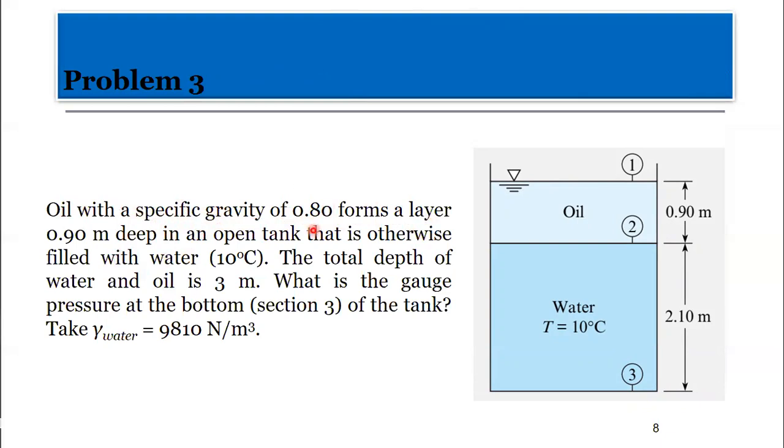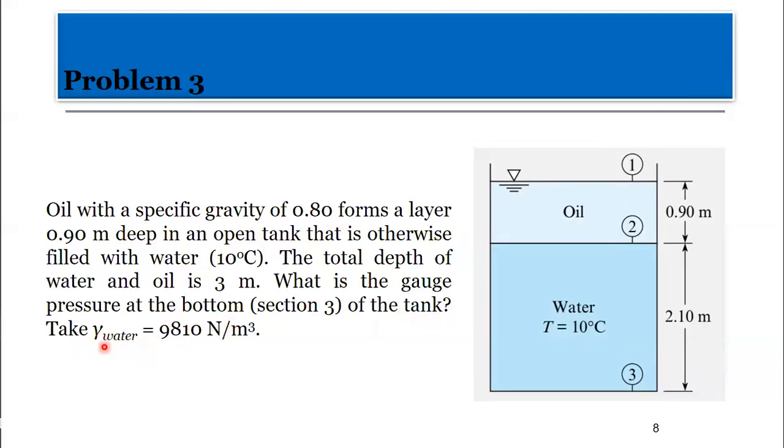Now, it has a layer of 0.9, as you can see here, and then it's open. Sorry, let me read it directly from the listing. Oil with a specific gravity of 0.8 forms a layer 0.9 meters deep in an open tank that is otherwise filled with water at 10 degrees Celsius. Now the total depth of the water and then the oil is 3 meters. What is the gauge pressure at the bottom? That's section 3 of the tank. Take water to be this.